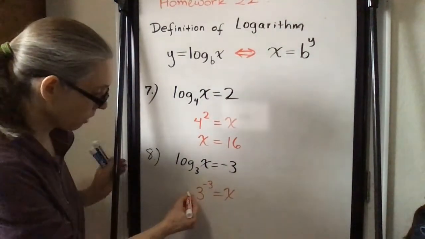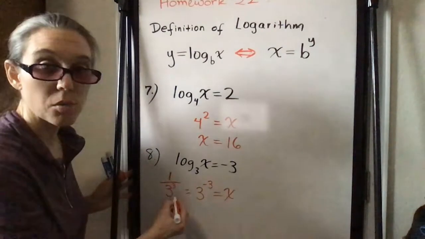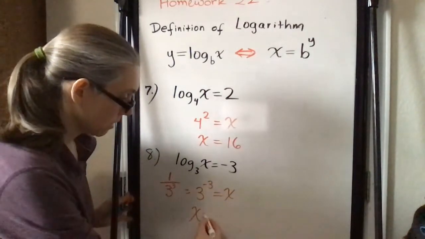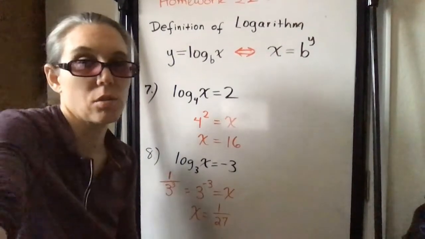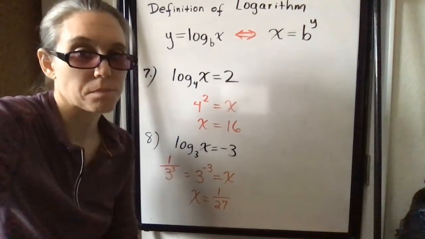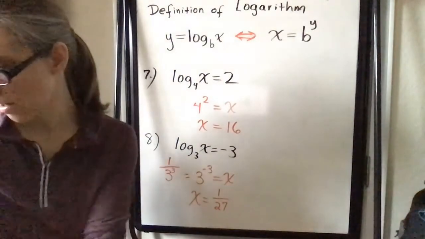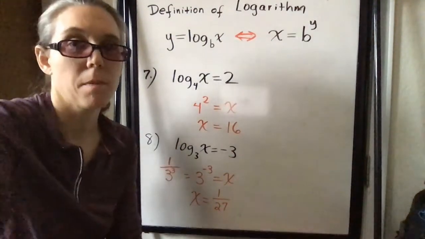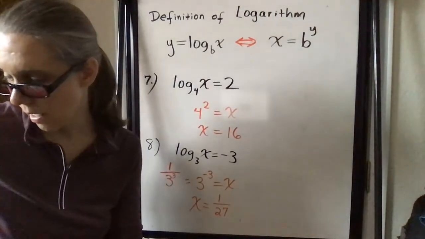Now 3 to the negative 3, remember, is the same thing as 1 over 3 cubed, right? And that's the same thing as 1 over 27. So x is equal to 1 over 27. So notice that that's an exact answer. That's not a decimal approximation. Okay, so that takes care of 9.4 content from MyOpenMath.